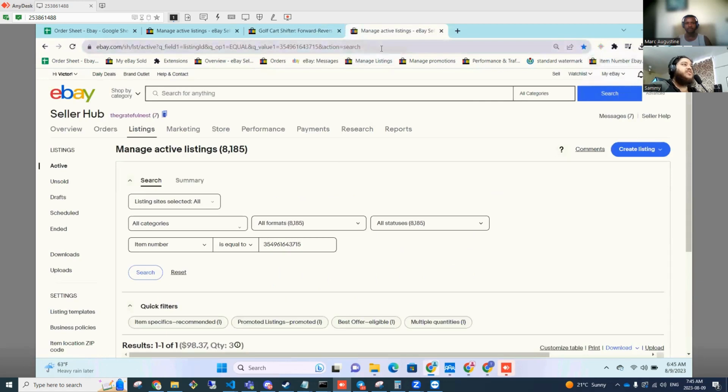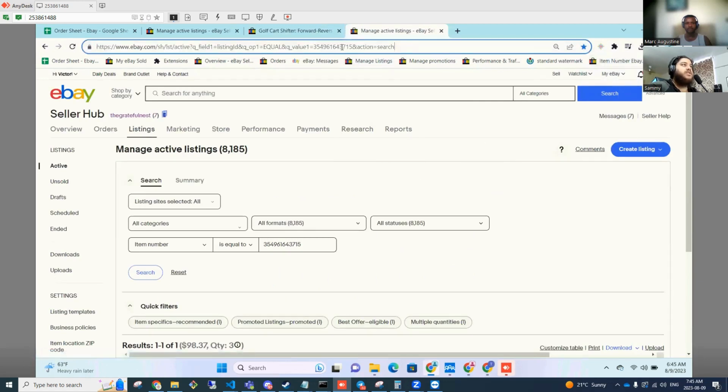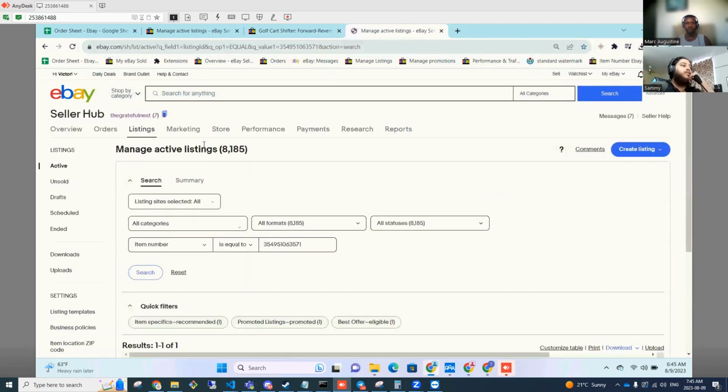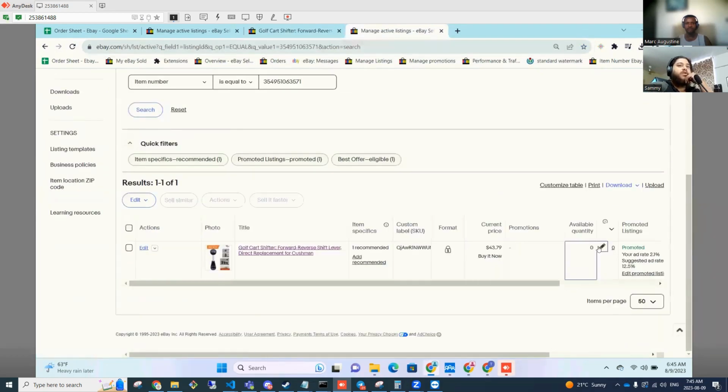See the URL at the top. All you have to do is just double click the numbers right here. Double click the number, and then press Control V. Enter, and there you go. We find the item right over here, and we can put the quantity. It just makes things very fast, very easy, because we are bookmarking everything.